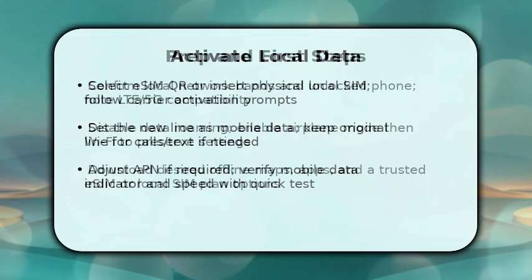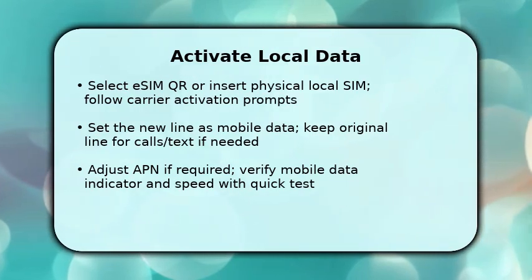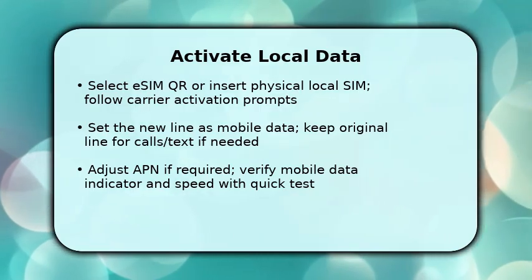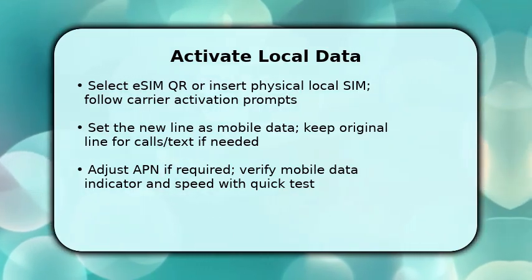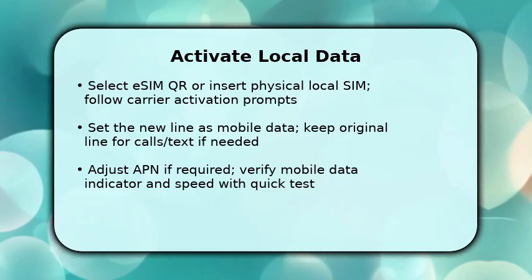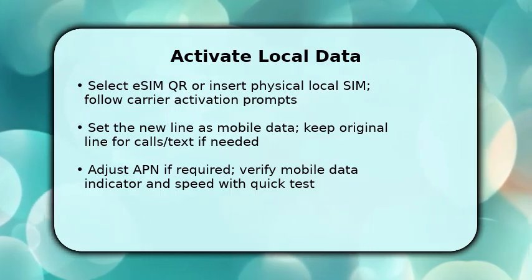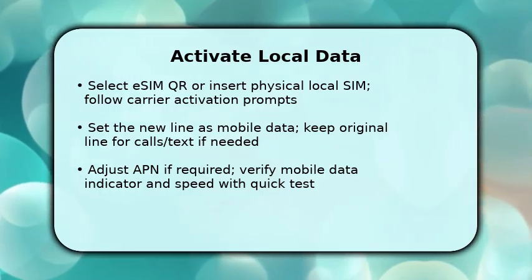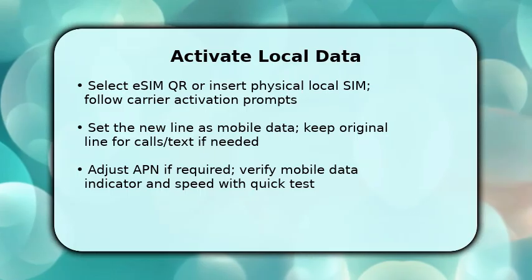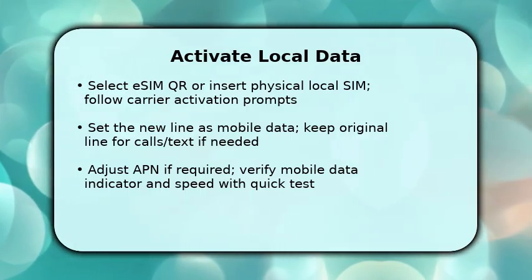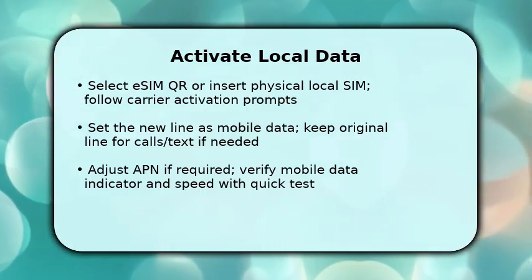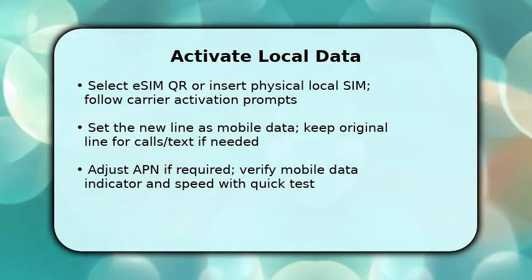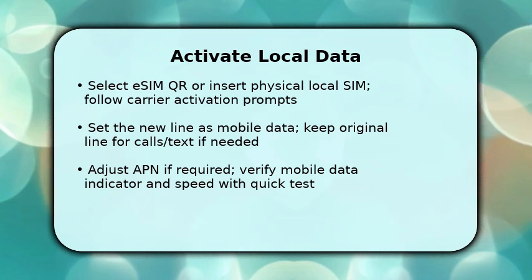Now install the local eSIM profile or pop in the physical SIM, follow the carrier's activation instructions, and use the provided QR or code. After activation, go to Mobile Settings and explicitly set that new line or profile as your mobile data source, while leaving your home number for calls or texts if you prefer. Check and, if necessary, update the APN values the carrier gave you. Finally, test by loading a simple web page to confirm data and speed before leaving the store or hotspot.